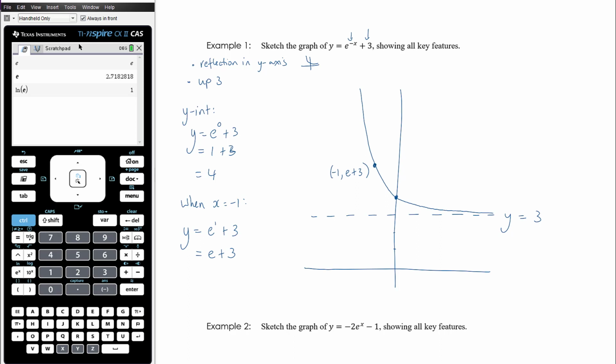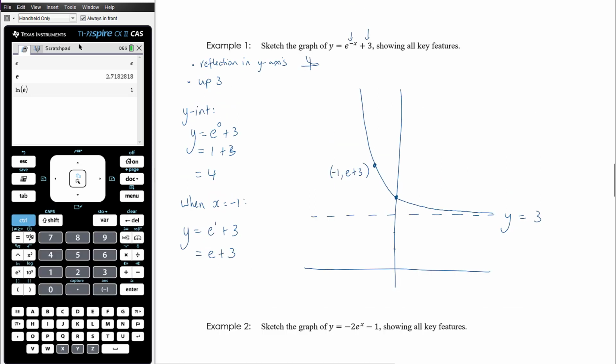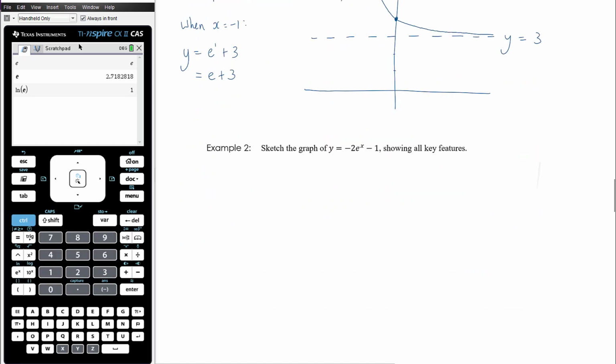It's going to be negative 1, e plus 3. The y coordinate of the point is e plus 3. There's nothing more you can do to simplify that. Given that e is about 2.718, that would be at 5.718. But that's an approximation, so to write it exactly, you would write it as e plus 3. Alright, let's think about example 2.